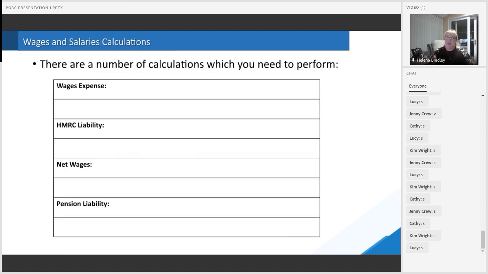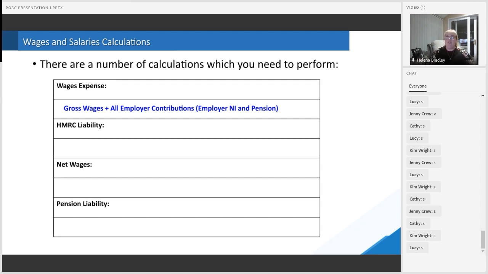We now need to understand the calculations which we need to perform. There can be a variety of these, but these are the common ones that tend to crop up. First, the wages expense: how much does it cost the employer to employ their staff? That's the gross wages plus all employer contributions, so employer NI and employer pension, if appropriate. That's the expense to the employer. It's not just the gross wages.